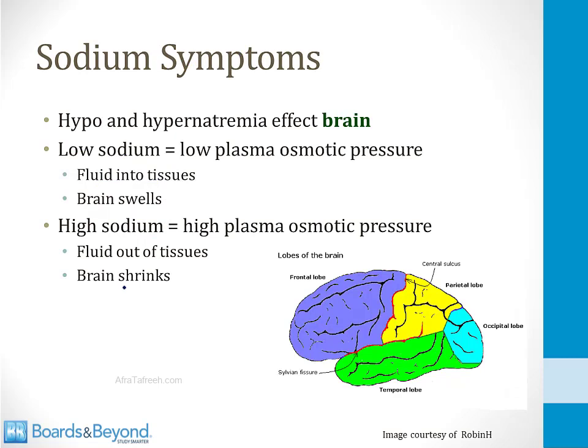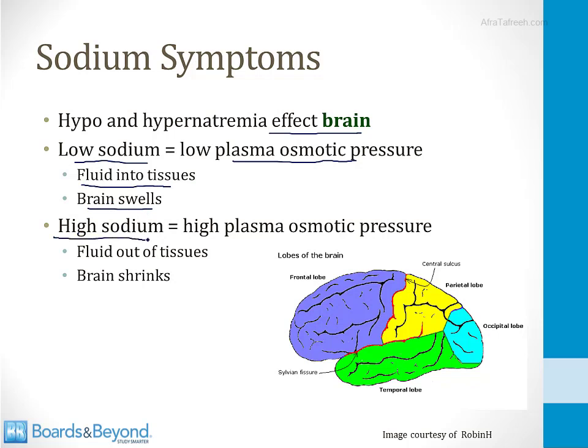As we will see in this module, the predominant symptoms in both hypo and hypernatremia tend to be those that involve the brain. When there's low sodium, this leads to a low plasma osmotic pressure because sodium is a very important osmol in the plasma. This means that fluid will leave the plasma and go into tissues and the brain will swell, and that leads to many of the symptoms of hyponatremia.